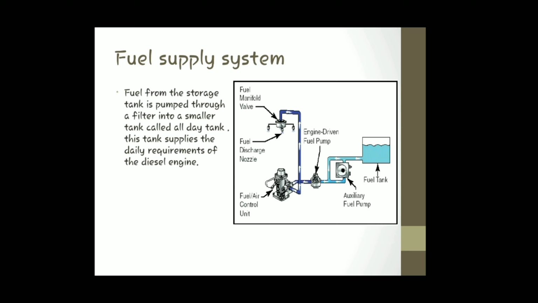The next system we're going to see is the fuel supply system. The fuel from the storage tank is pumped through a filter into a smaller tank called a day tank. This tank supplies the daily requirements of the diesel engine. From the fuel tank, we are pumping out the oil with the help of this fuel pump, and the fuel is being sprayed inside the cylinder.